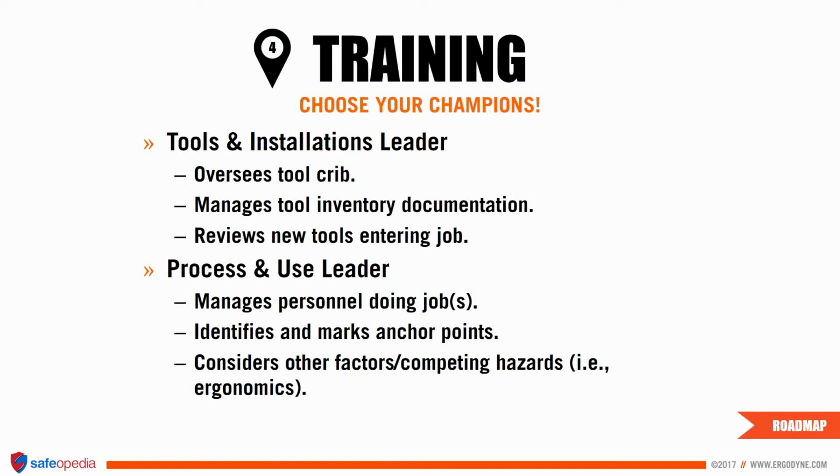And then you have a process and use champion. So this person is going to be in charge of not the tools and equipment, but more so the human resources on the job. They're going to manage the personnel. They're going to identify hazards on the job site, and they're going to consider other competing hazards like ergonomics and so on and so forth as you implement this program. So together, these individuals are going to partner and help you get this thing rolled out.